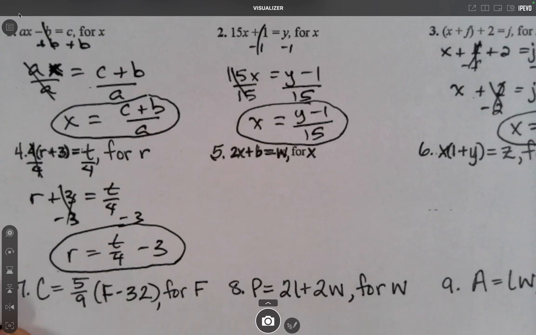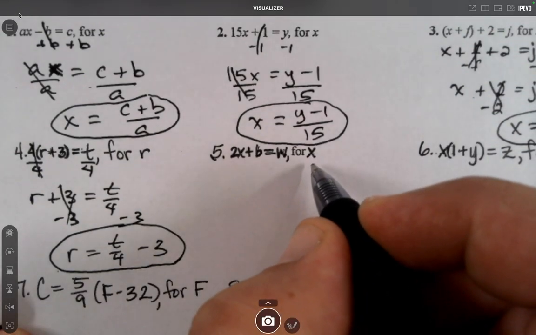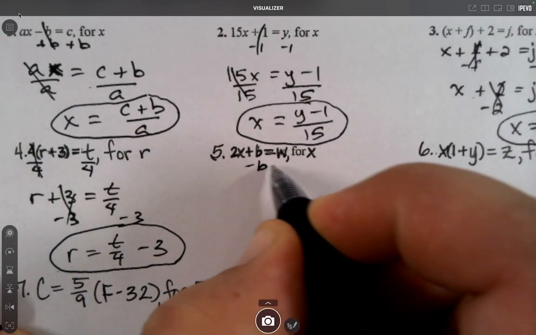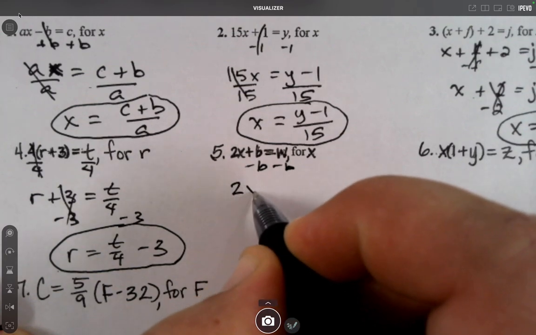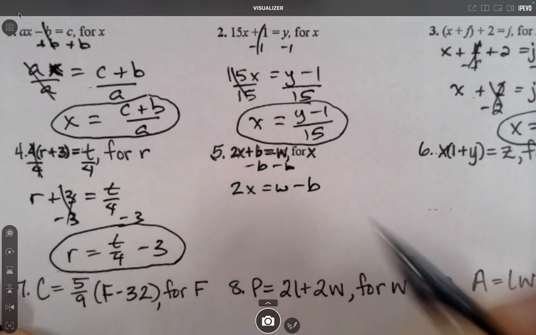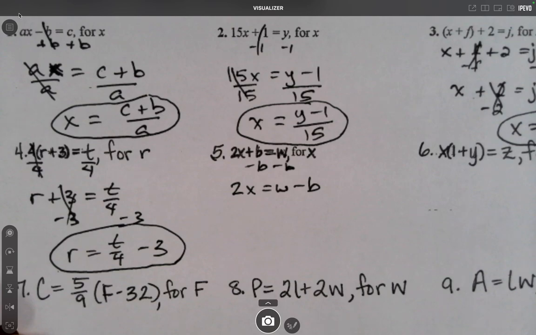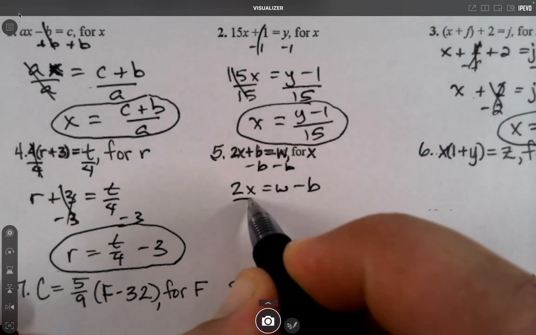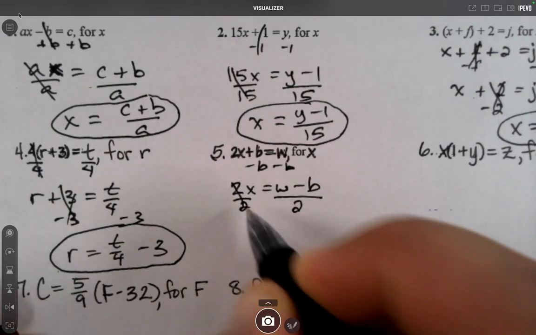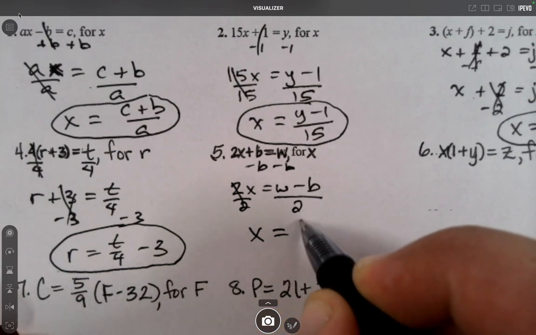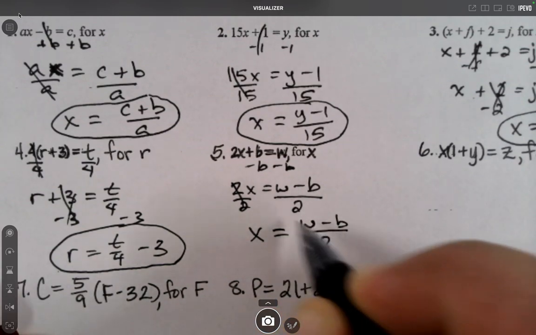Okay, number 5, we're solving this for x. So I first want to get rid of the b. So I'll have 2x equals w minus b. Then they're multiplying x by 2, so I need to divide by 2. We get x equals w minus b over 2.